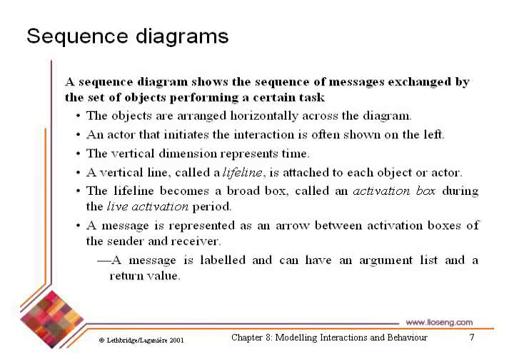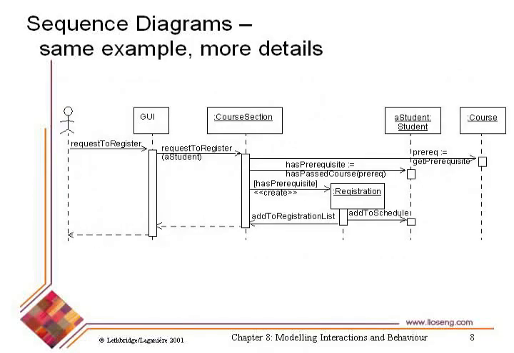Slide 8 shows a slightly more complex sequence diagram. In this diagram, I've just added a few more things. You'll notice that I am showing the dashed lines for the returns, so you can do that. I am showing the arguments that can be passed. So, request to register, bracket, a student. I'm showing the argument. And in fact, over here on the third object is that object, a student. So it's being passed from the graphical user interface to the course section.